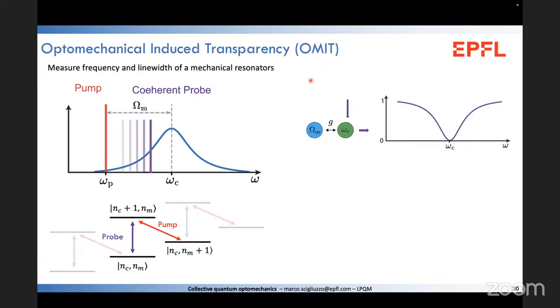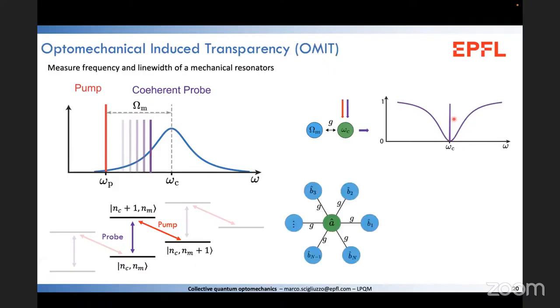In order to measure this system, you can imagine if we just send a coherent tone and see what gets scattered from the cavity, we will just see the Lorentzian shape of the cavity. But now let's suppose that we add a pump at a frequency detuned equal to the mechanical frequency, and add this to the coherent probe, we will see a transparency window that opens in the system. So this is how we can get the line width and frequency of the mechanical mode. And now, of course, I guess you already got the idea. If you have many mechanical modes, in this case, let's assume that they're not degenerate, you will see many spikes.